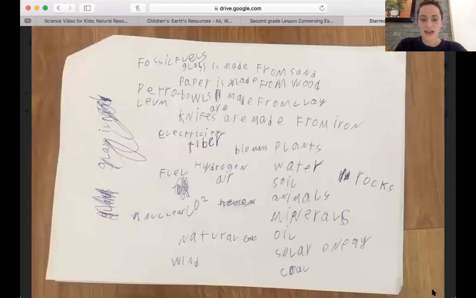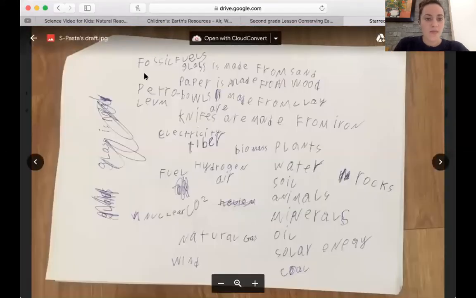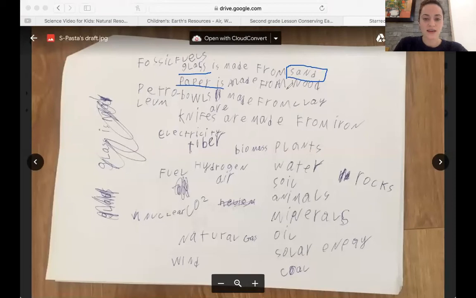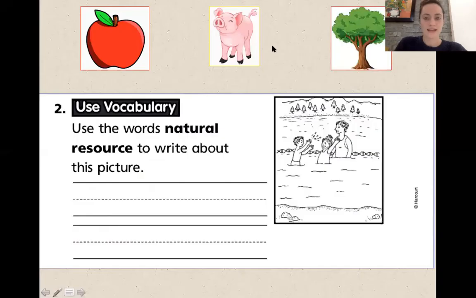Those are all natural resources. And you can see here for the first question, Pasta wrote what certain things are made of. He found glass in his house. That's made from sand. Sand is the natural resource. He found paper in his house made from the natural resource wood. Right? Knives made from the natural resource iron. Excellent job. Very good, Pasta. I can tell you put a lot of thought into your homework.